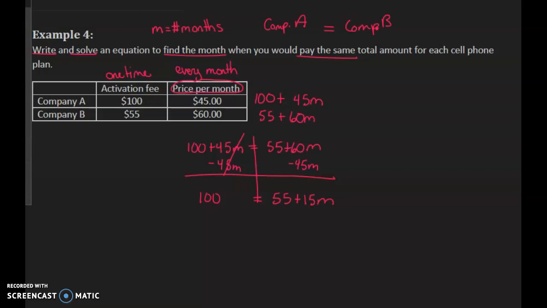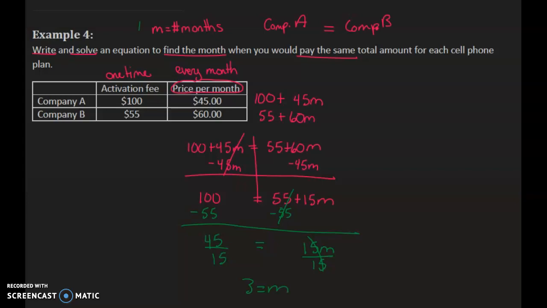We need to do what's called isolate the variable. What does isolate the variable mean? Isolate the variable means we need to get the variable by itself. So first, I need to add or subtract if possible, and then multiply or divide. So I have 55 and it's positive. So I'm going to subtract the 55 because 55 minus 55 is 0. So that's what makes that essentially go away. 100 minus 55 is 45. So now I'm going to divide by 15 to get m by itself, and I get 3 equals m.